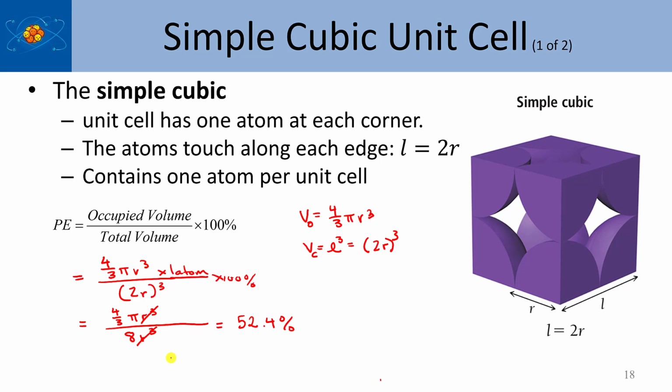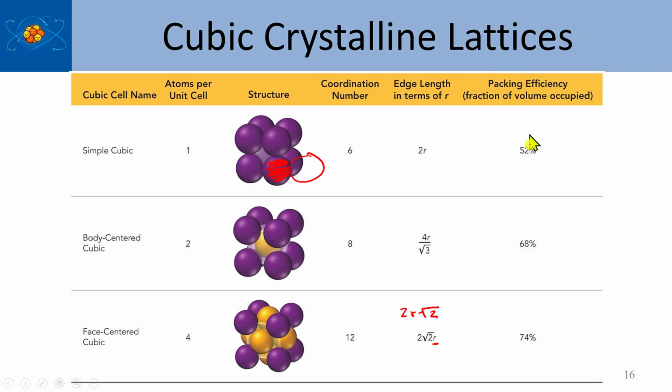If we go back and look at the table that I showed you before with the unit cell lengths on it, that's where this number comes from. And each of those packing efficiencies can be calculated using the same routine of calculating the volume occupied by spheres divided by the total volume of the unit cell, and then times 100.